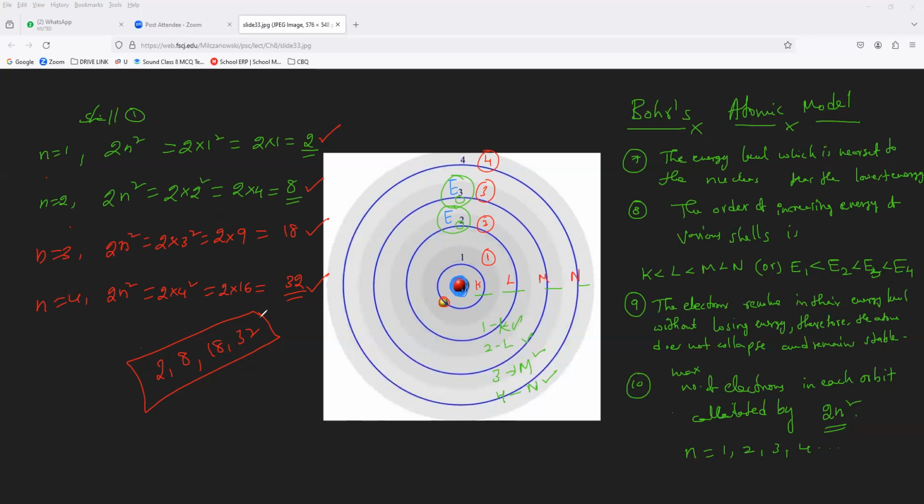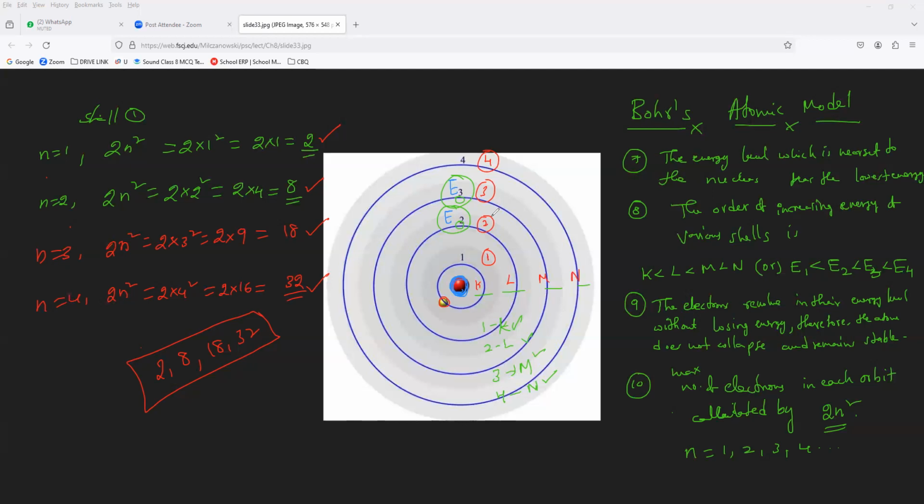So these 10 points are the postulates of Bohr's atomic model. Hope you all understand. Anyone having doubt, you can ask me. Sir, can you please repeat the drawbacks? Drawbacks, not yet. We are going to study them now.